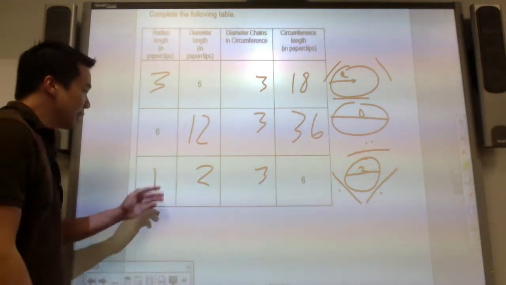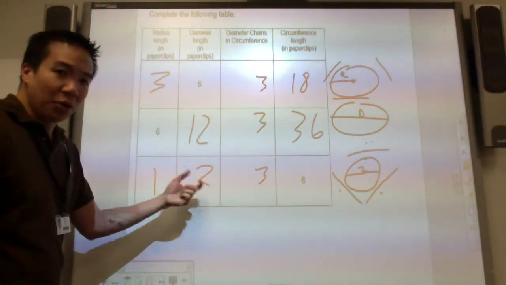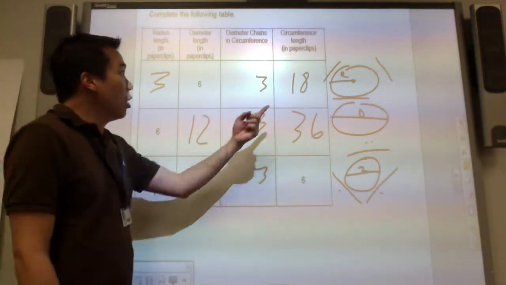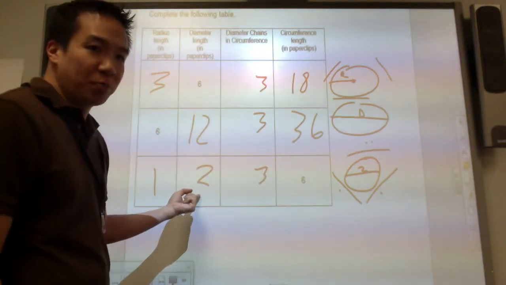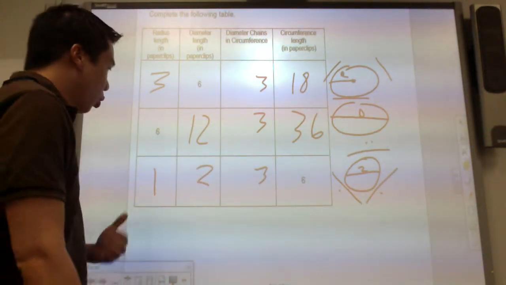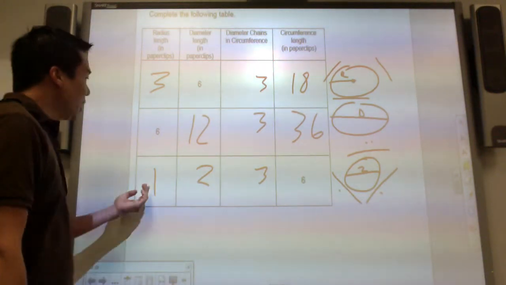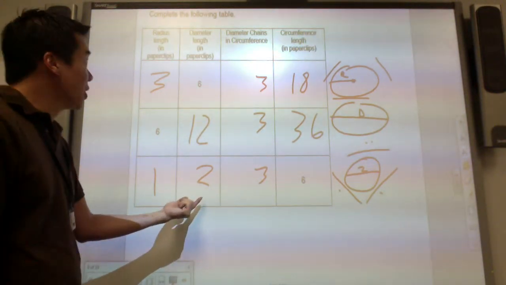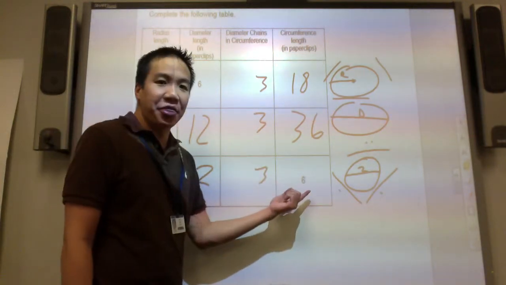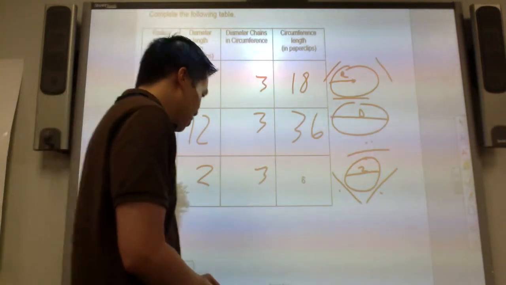So again, the diameter is double the radius, and the circumference is about triple the diameter. Or another way to think about it is the radius is half of a diameter, and the diameter is a third of the circumference.